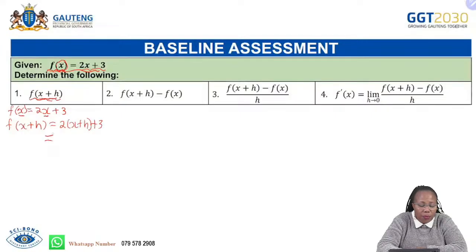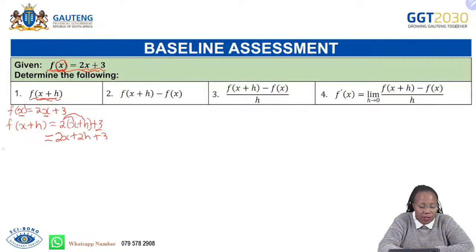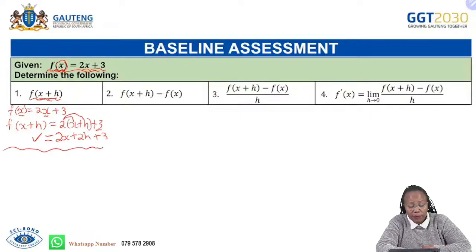So we end up with f at x plus h being, distribute 2 in there, 2x plus 2h plus 3. You can't multiply this 2 to 3, grade 12, because 3 is not inside the bracket. This 2 is only multiplying x plus h, right? So that is your f at x plus h. And this will be 1 mark, grade 12, for the correct answer.